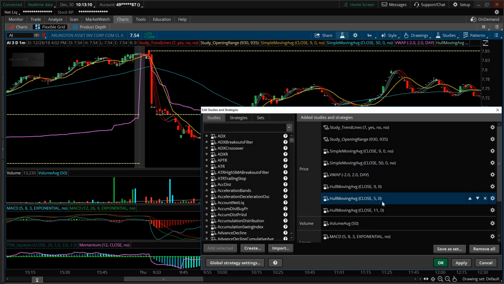And then I use the 50 simple moving average. There it is. And it's this blue line right here. So I use the yellow, the blue, and the purple for this trading strategy. That's all you really need, those three.